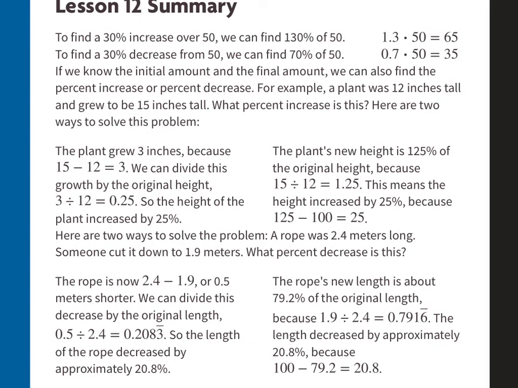Or we could say the plant's new height is 125% of the original height because 15 divided by 12 is 1.25. This means the height increased by 25% because 125 minus 100 is 25. Here are two ways to solve the problem. A rope was 2.4 meters long. Someone cut it down to 1.9 meters. What percent decrease? We can find the difference and divide by the original, or we can just take the new and divide it by the original and times that by 100. Okay?